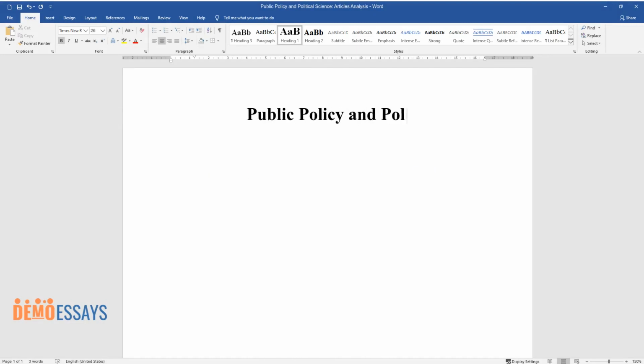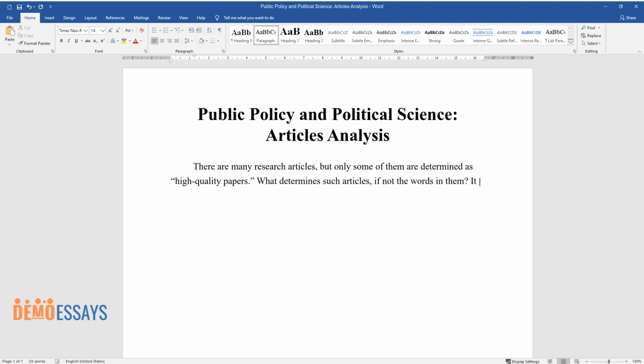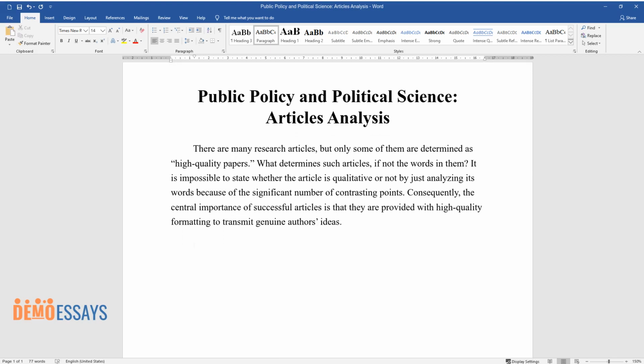Public Policy and Political Science, Articles Analysis. There are many research articles, but only some of them are determined as high-quality papers. What determines such articles, if not the words in them? It is impossible to state whether the article is qualitative or not by just analyzing its words because of the significant number of contrasting points. Consequently, the central importance of successful articles is that they are provided with high-quality formatting to transmit genuine authors' ideas.